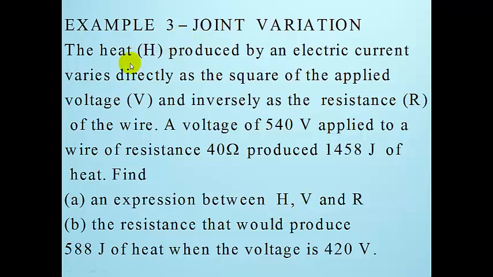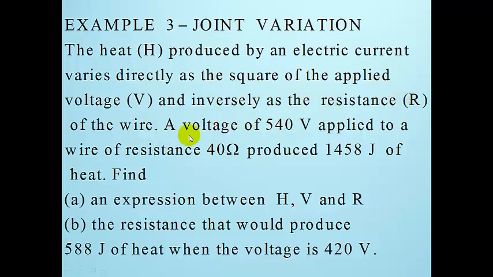Now example: the heat H produced by an electric current varies directly as the square of the applied voltage. So there is a direct variation between the heat and the voltage. Now let's continue. And inversely as the resistance R. So there is an inverse variation between the heat and the resistance R of the wire.